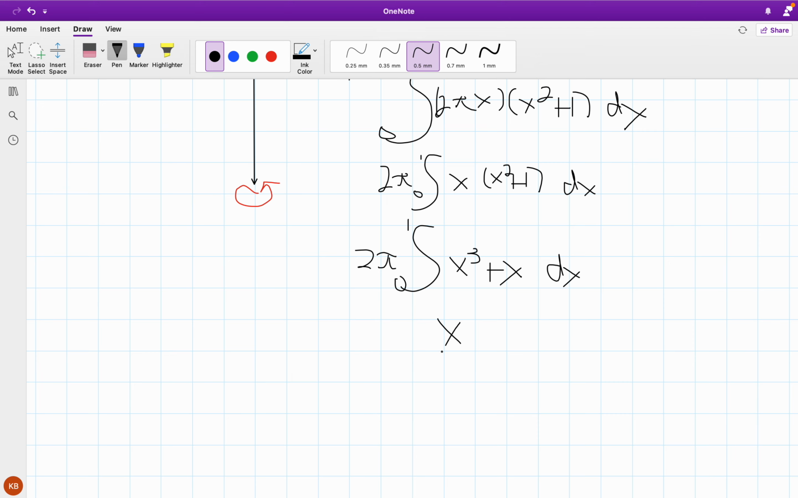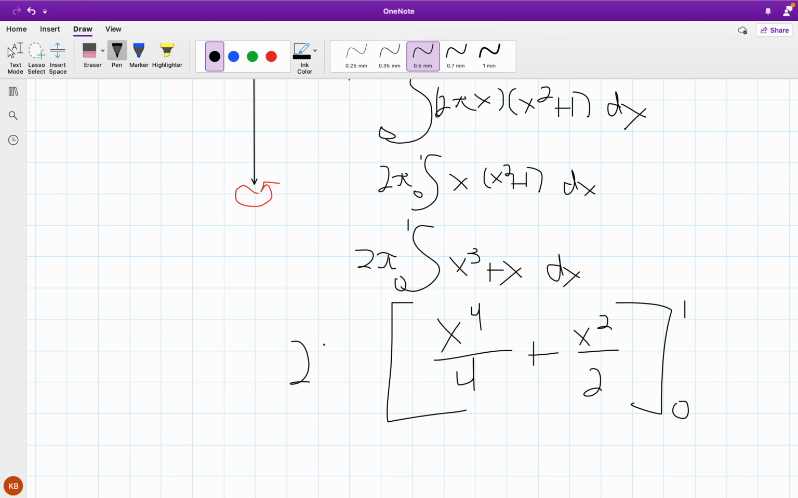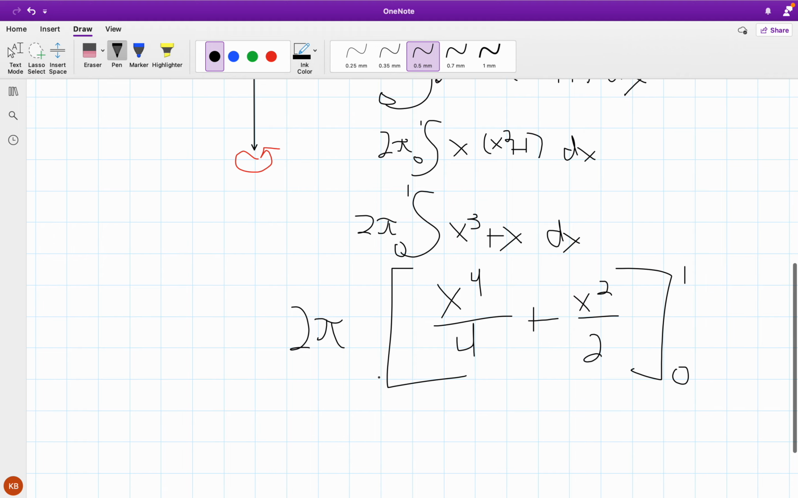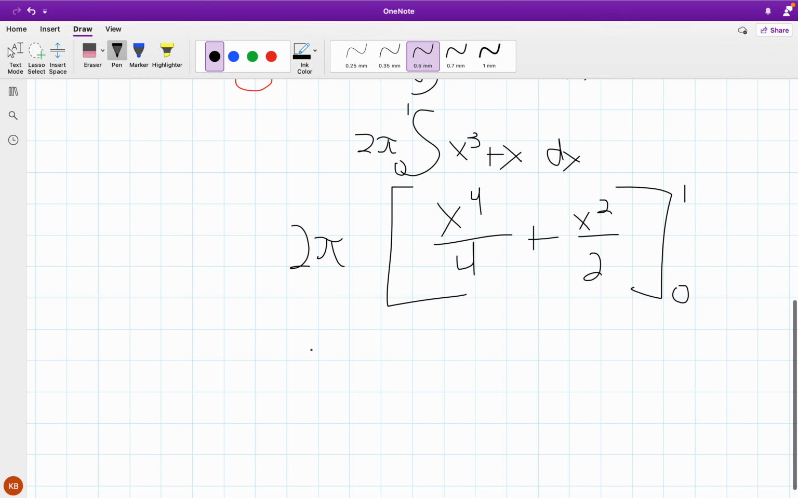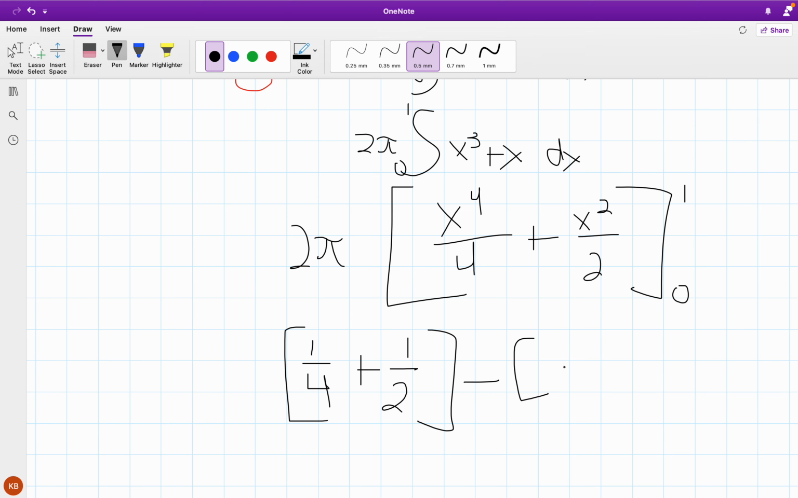So the integration of x cubed is x to the fourth over 4, plus the integration of x, which is just x squared over 2. The bounds are 0 to 1, and we cannot forget about the constant that we took out prior to integrating. So we then plug these values in. If we use 1 first, it would be 1 over 4 plus 1 over 2. If we put 0 into this equation, 0 over 4 plus 0 over 2 is just 0, times 2 pi.